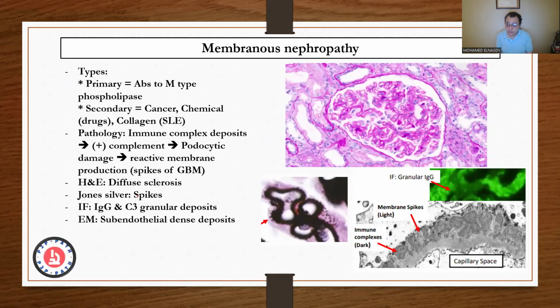Next one is membranous. Very high yield for the boards. And they sometimes give you these pictures, sometimes even come in the RISE exam.